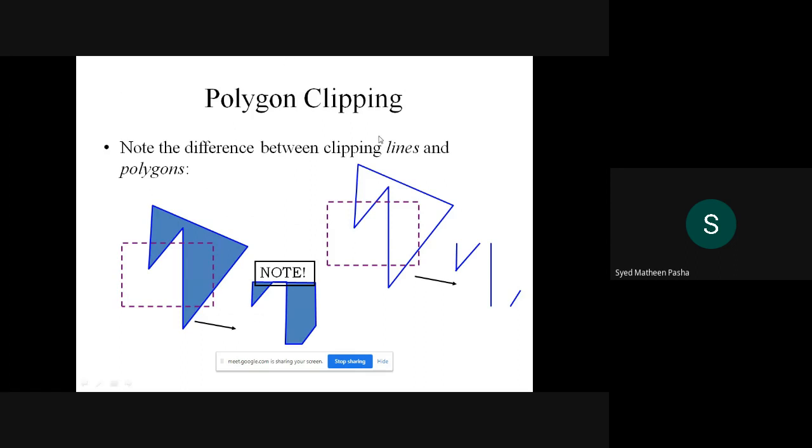So can someone tell, by looking at the figure, what is polygon clipping? As we have studied point clipping and line clipping, can someone tell what is the definition of polygon clipping? Only the polygon within the window is considered and everything else is clipped. Yeah, good. It is simple, like the definitions of point and line clipping. Similarly, it will clip a polygon which is lying outside the window.